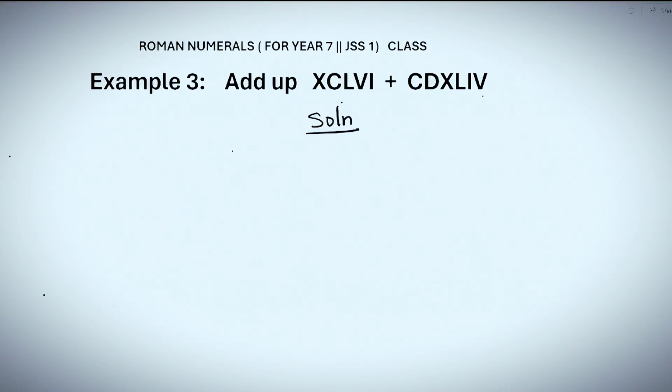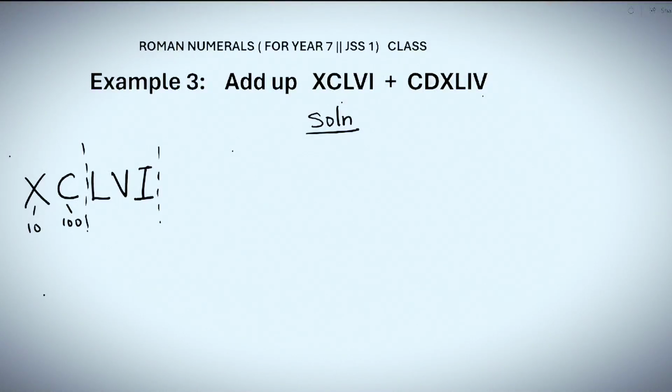For example number 3, the question asks us to add up XCLVI plus CDXLIV. So let's look at XC. The first one there is XC LVI, right? So let's break it down. If we can break it, we have XC and then we have LVI. So looking at this, we have XC. What's XC? This is 10. This is 100. So what do we do? It's going to be 100 minus 10, right? 100 minus 10, which is 90.